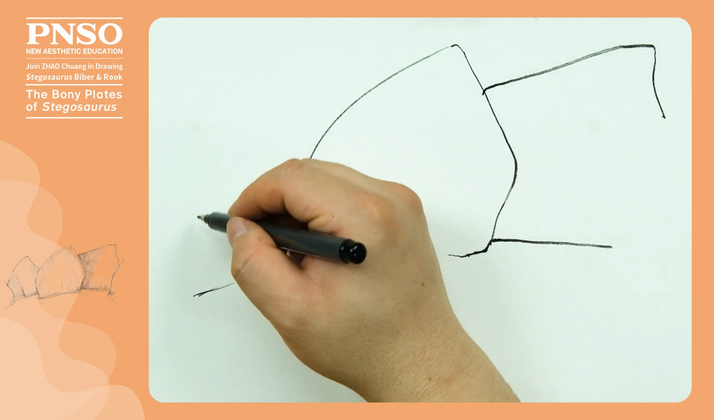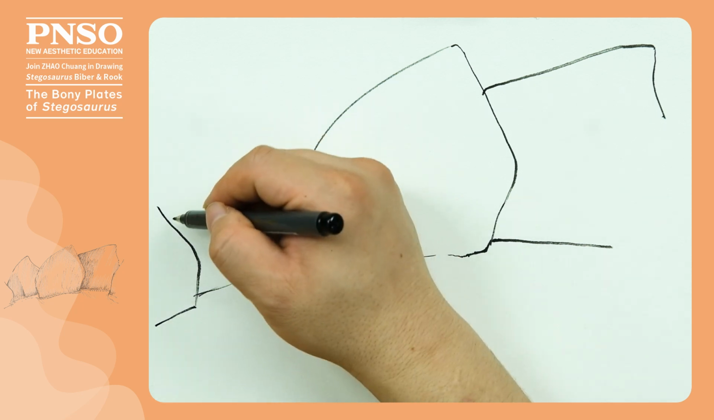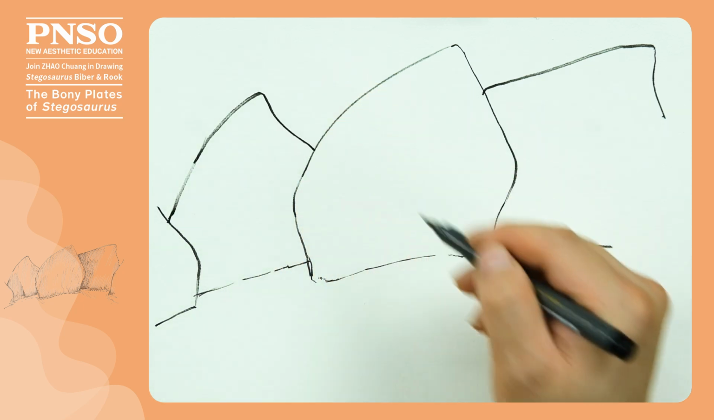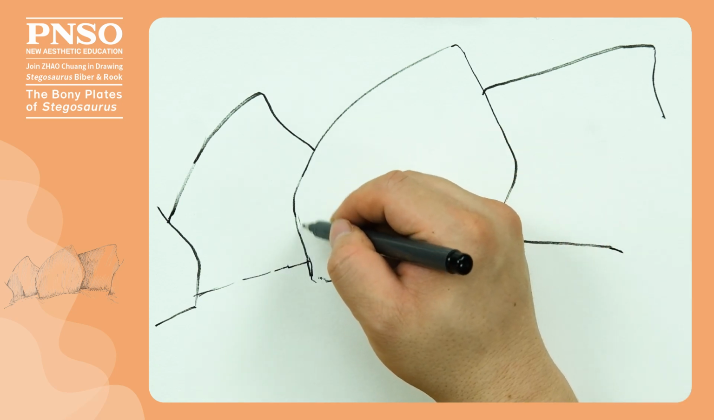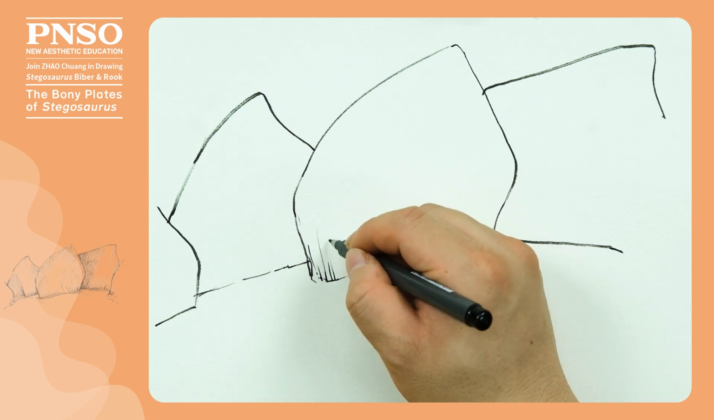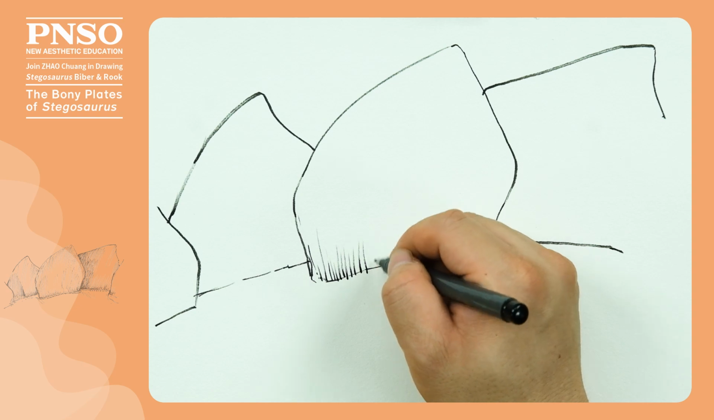Then, draw another front bony plate on this side. Afterward, draw a bony plate on the opposite side between these two front ones. Now, let's define the surface structure of the bony plates. The longitudinal texture of this part, where the bony plates meet the skin, can be drawn to be slightly thicker.